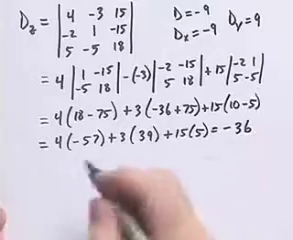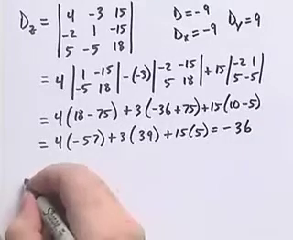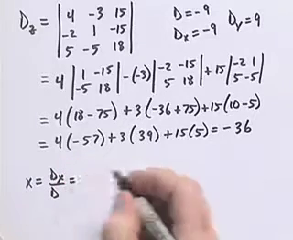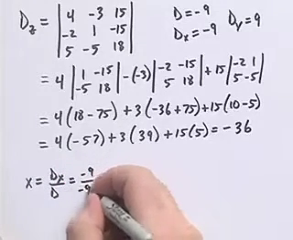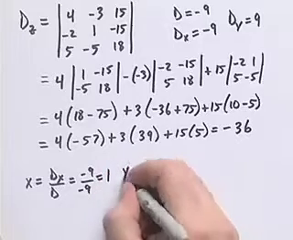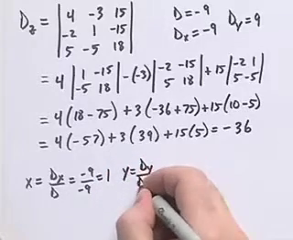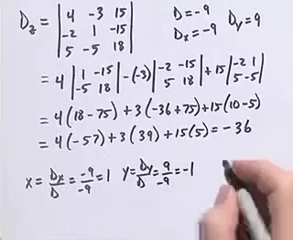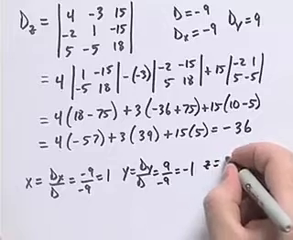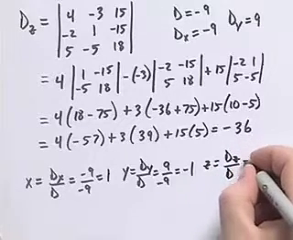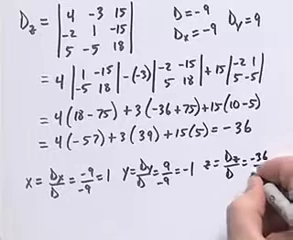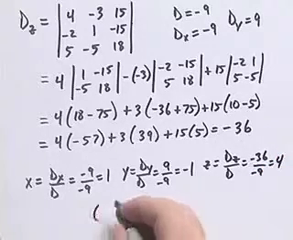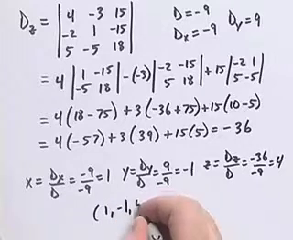Now that we have Dz, we can actually solve our system. X is equal to Dx over D, so we'll get negative 9 divided by negative 9, which is 1. Y is equal to Dy over D, which is a positive 9 over negative 9, so we get negative 1. Z is going to be Dz over D, which is negative 36 over negative 9, which is 4. So we know x, y, and z, our ordered triple is 1, negative 1, and 4.